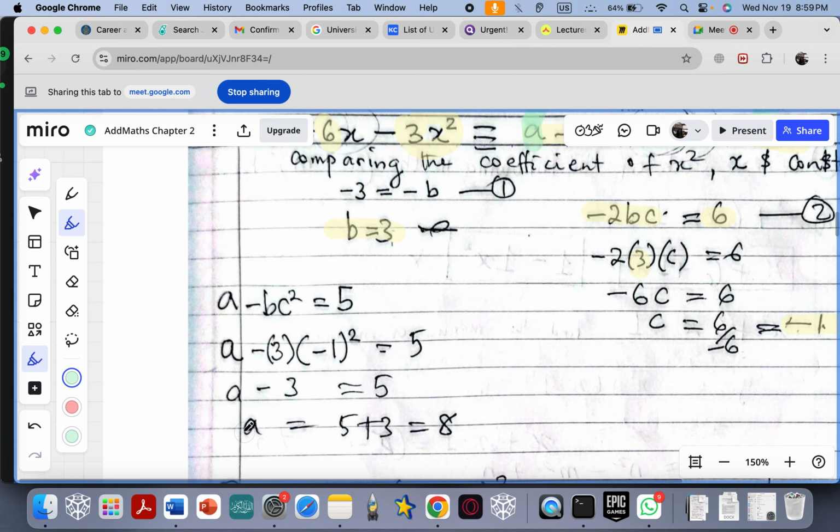How? Remember you found a. The function is a minus b into x plus c, the square. This was the function that was given to us. So you're going to put in the parameters you just solved. A was what? A is 8. So I write 8 here. Minus b was what? b was 3. You write 3 here.